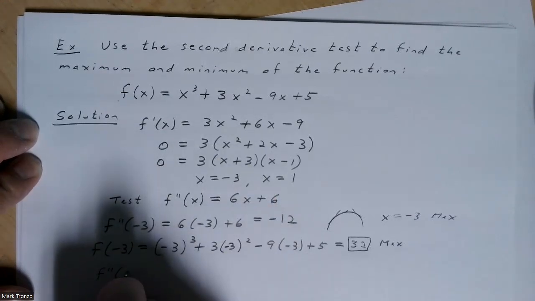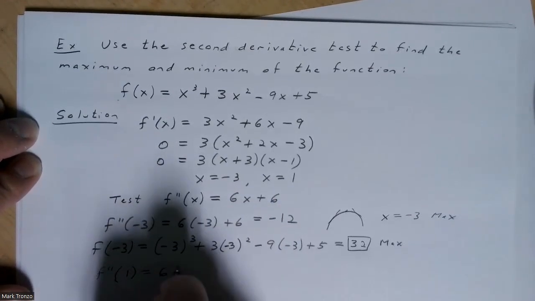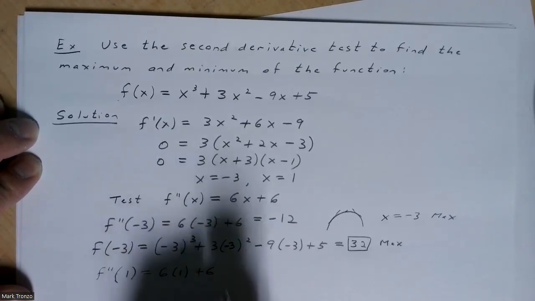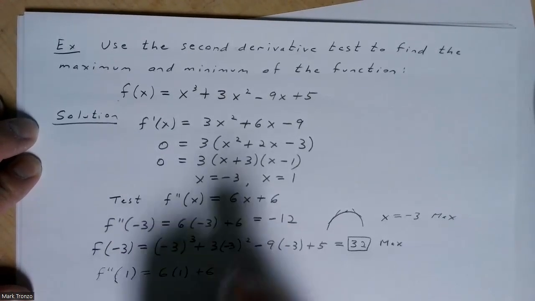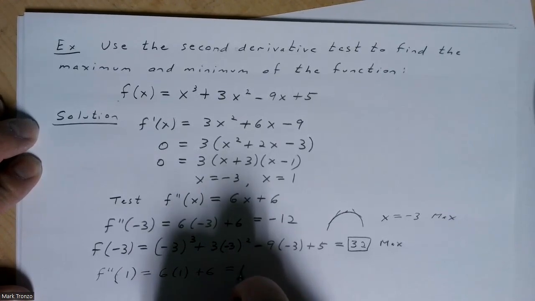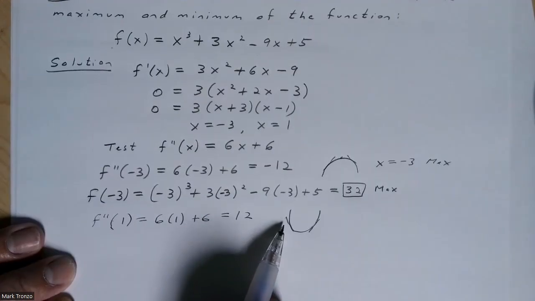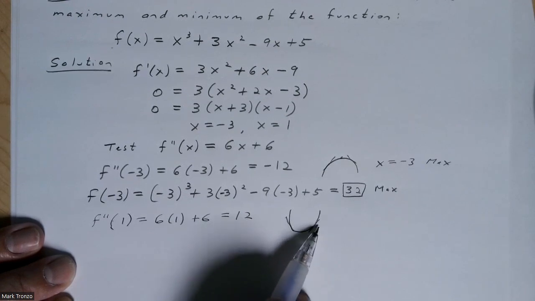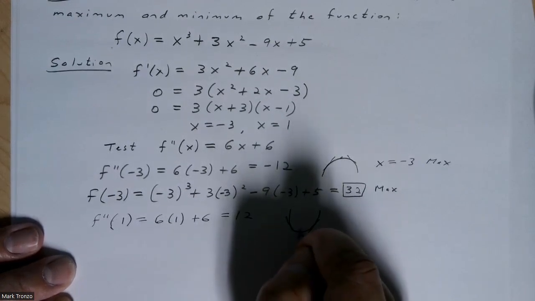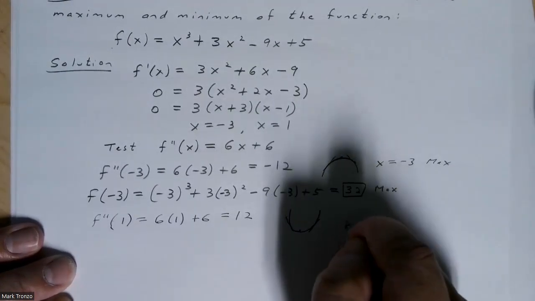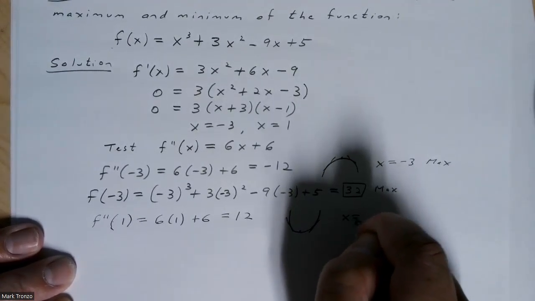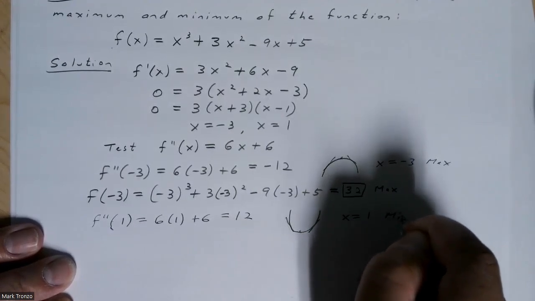And so let's actually plug this into this here, put in 1. So I'm testing the other point. I'm testing x equals 1, and that's going to give us 12. Since this is positive, this is telling us the slope is changing in the positive direction. And in the case of a max or min, that means it's changing from a negative slope to a positive slope. That means this point here must be a minimum. So x equals 1 produces a minimum.